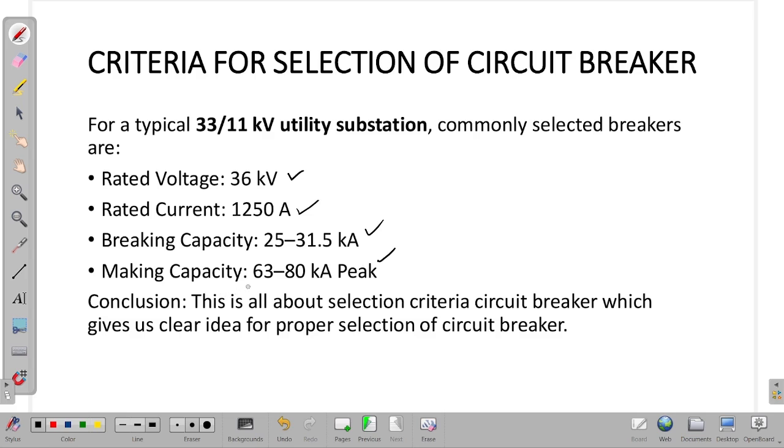So at last, we conclude that on the basis of these criteria and as per our needs, we can properly select the circuit breaker installed in the substation. This topic on the selection criteria of circuit breakers gives us a clear idea for proper selection of the circuit breaker.